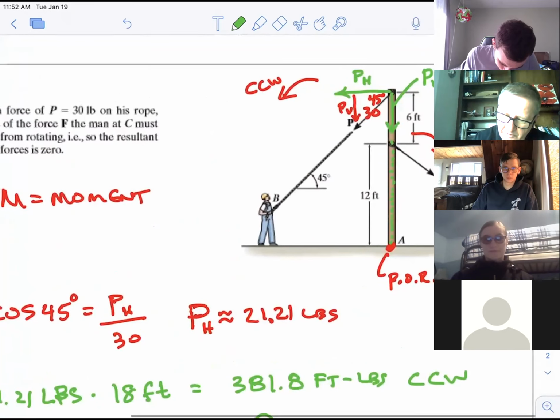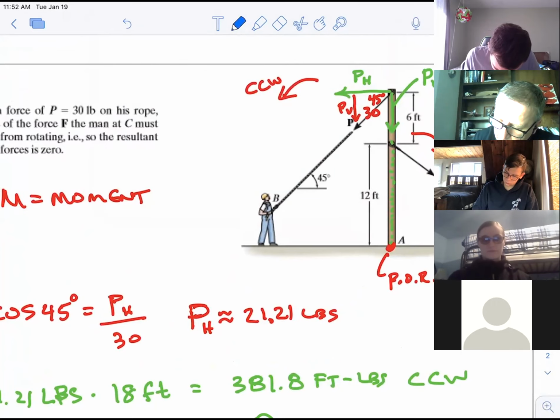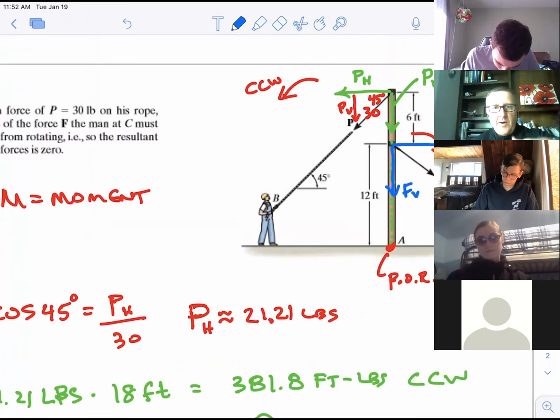But again, my job is to break these into their two components. So I'm going to switch to blue. Because that person is pulling at that angle, that would be the force horizontal. And just like the other one, this is what the force vertical is going to be. Notice force vertical is pulling right at the point, so it's not going to contribute anything.